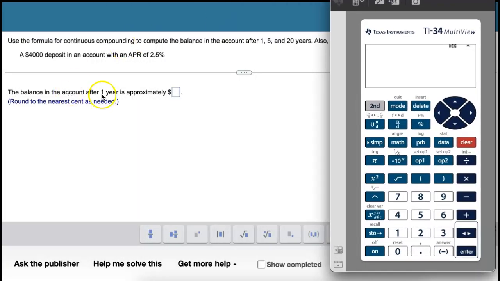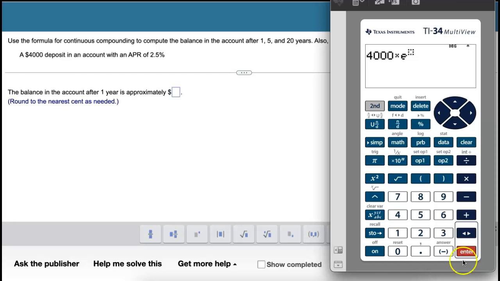And so the balance in the account after 1 year is approximately, well, what we're going to do is first type in that principal amount. We are multiplying that by e. So here's where we press second, the PRB key, which really is the log menu. We go over to the natural log, LN, menu, and then we're going to select number 2.